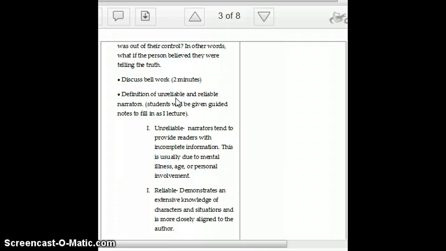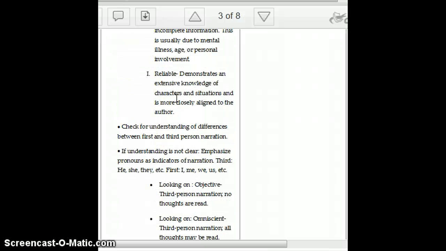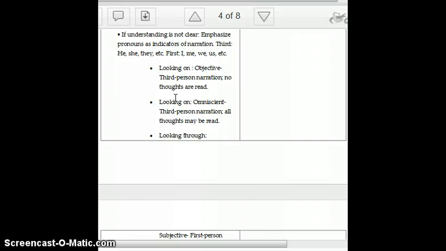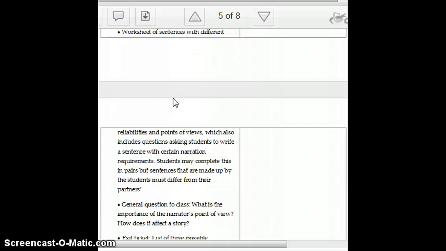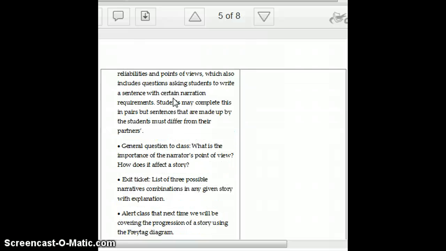I like that you provide definitions. I love that you have multiple examples throughout your lesson plan. I love that you included grammar and looking at the pronouns to help the kids act. That's all really good. Then you have a worksheet of sentences with different reliabilities and points of view, which also includes questions asking students to write sentences. I really like that. I like your worksheet. I like that you included it. The piece that we want to move into, though, is making this a writing lesson.